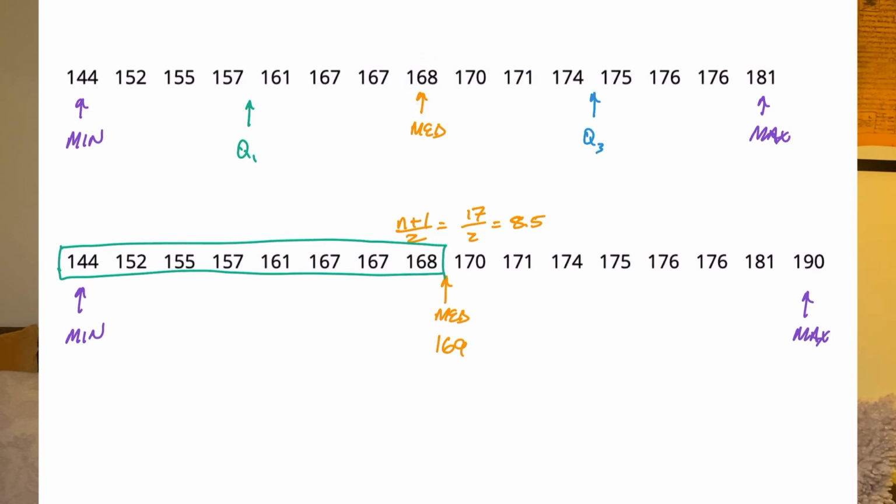So to find the quartile 1, I'm going to find the median of this set of data. So 1, 2, 3, 4, 5, 6, 7, 8. So it's going to be 1, 2, 3, 4. It's going to be in between these two values right here. So here is my quartile 1. And it's going to be between 157 and 161. So that actually hasn't done anything for our whole data set here.